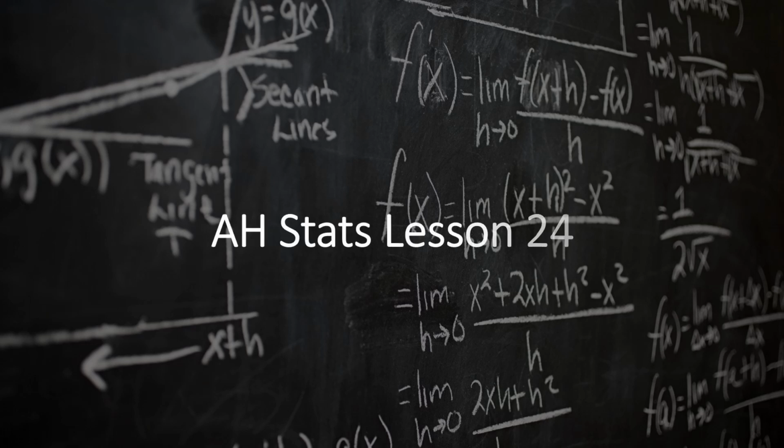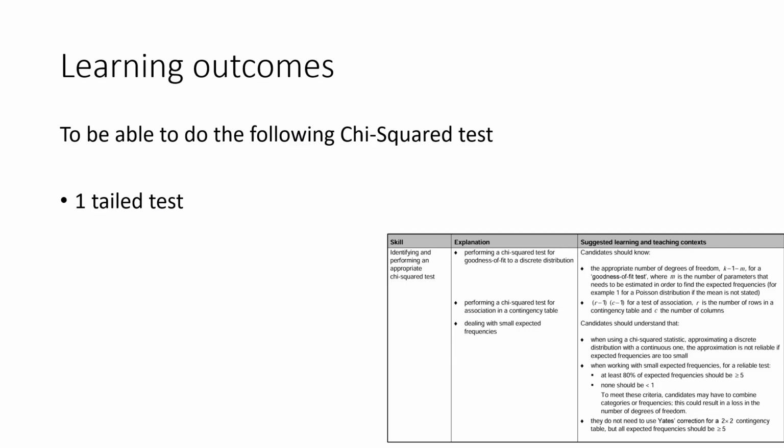Welcome to lesson 24 of the Advanced Higher Stats course. In this lesson, we'll be looking at chi-squared tests. At the end of this lesson, you should be able to do a one-tailed chi-squared test.